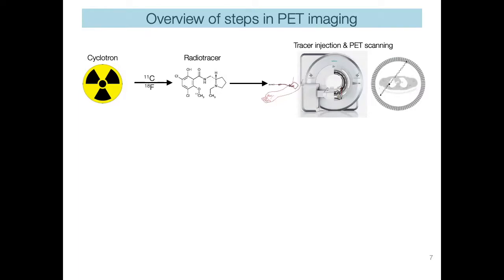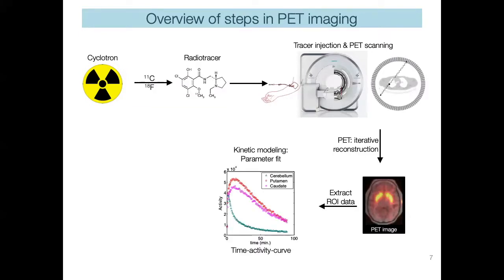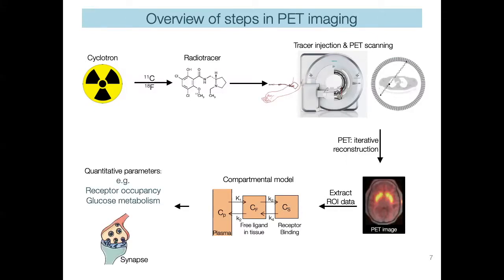You acquire data. You reconstruct the data, get your PET image, and then you can do different types of analyses for your PET images. If you do quantification, you would want to apply a model, and you can get some outcome parameters such as glucose metabolism or receptor occupancy from this process. So this is a big picture overview. I'm going to return to this in this talk, but I'm going to talk about each of these facets a little bit more in detail throughout my talk now.